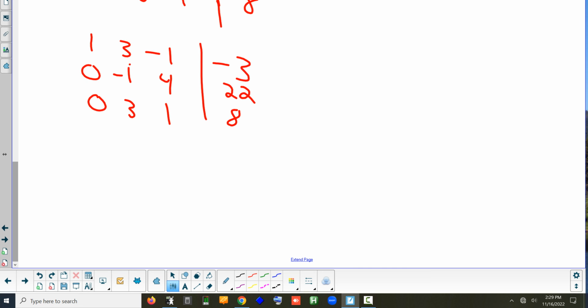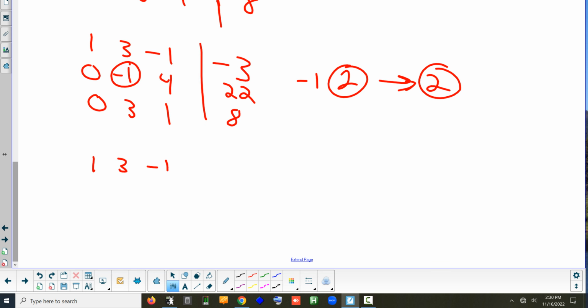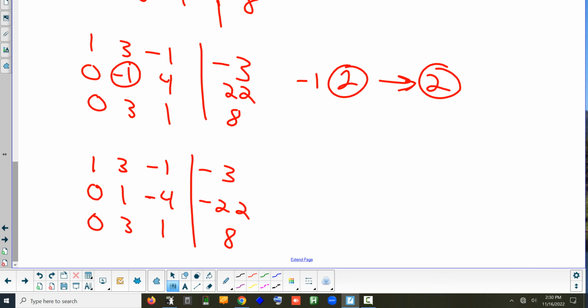All right, now getting a 1 here is simple. What would we have to do to row 2 to get a 1 in that spot? Yep, just multiply that entire row by negative 1. It's kind of a lot of work just to copy that all over for that one step, but I'll do it. And essentially, all you're doing is changing the sign of every number in the second row. 1, 3, negative 1, negative 3, 0, 1, negative 4, negative 22, 0, 3, 1, 8.